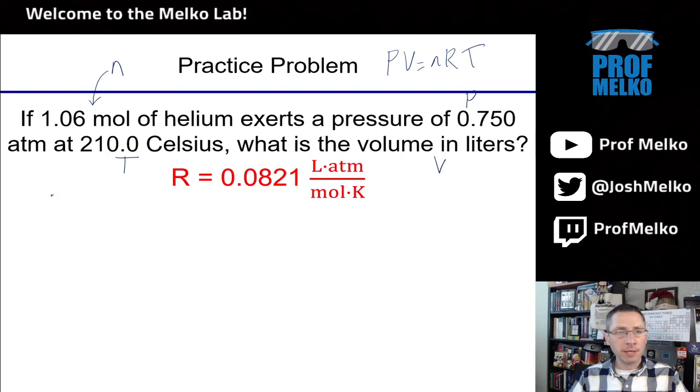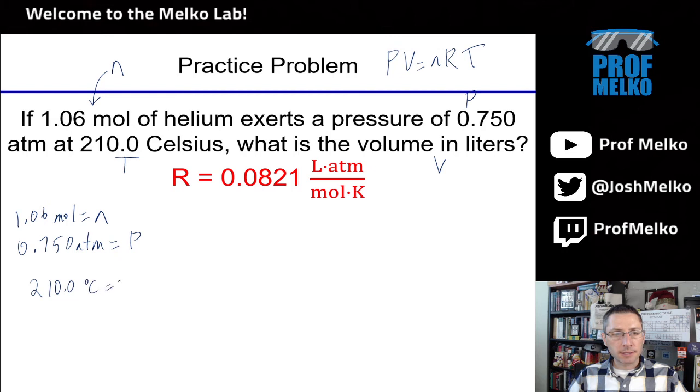Okay, let's write this down. 1.06 moles is my n, 0.750 atmospheres is my pressure, 210.0 degrees Celsius is my temperature. What is my volume? Clearly I'm going to have to use this equation, P times V equals nRT. R is a constant, usually given to you or you can look up, and it has the units liters, atmospheres, moles, and Kelvin. So the first thing I'm going to do is make sure all of these numbers I'm given are in these units.